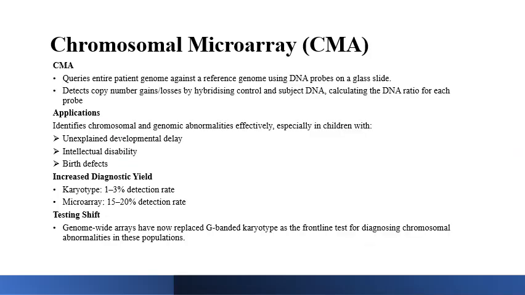CMA screens the entire genome, as I mentioned, by comparing patient DNA to a reference genome, and that is your control patients. It uses DNA probes to detect copy number changes like gains or losses, and this helps identify abnormalities in the chromosomes. CMA is especially useful, as I mentioned, in diagnosing unexplained developmental delays, intellectual disabilities, and birth defects in children.